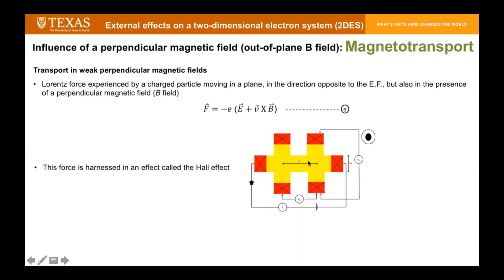So if you flow the current in this direction and you have an out-of-plane magnetic field for this electron system, then the charge carriers will start to experience a force which will make them drag in this direction, which is perpendicular to both the electric field and the B field. The collection of electrons in this direction gives rise to a potential called the Hall voltage. So you develop a transverse voltage in this direction, and we can measure it in experiments.